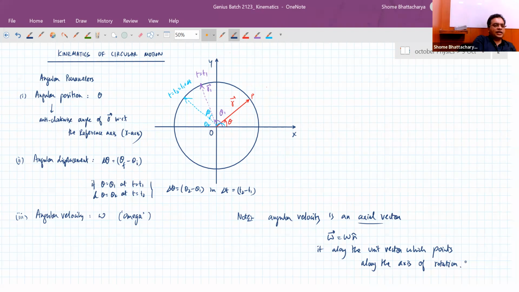Whereas we also have a second kind of vector quantity called axial vectors, which don't have a line of action, but rather which act about an axis of rotation. So angular velocity is an example of that. Torque is an example of that. Angular momentum is an example of that. Okay. So here the vector is defined in such a way that the direction of the vector or the unit vector for that vector points along the axis of rotation.